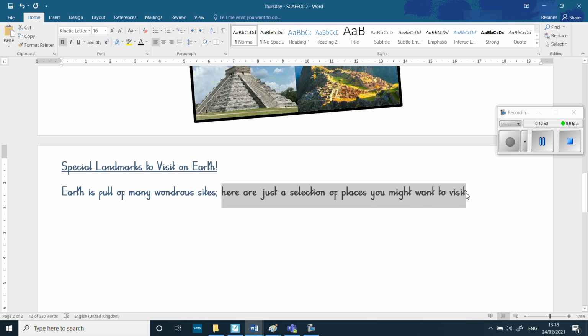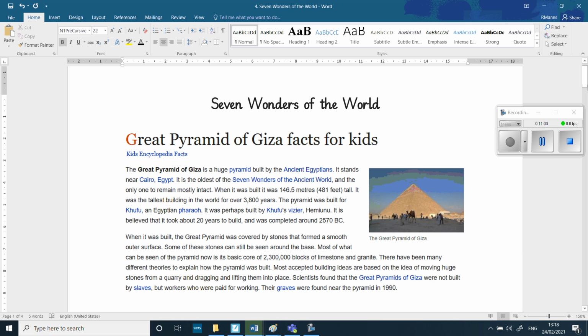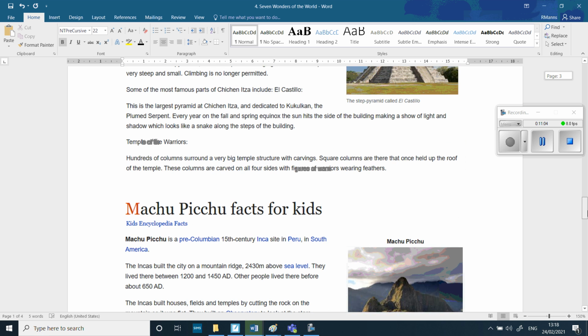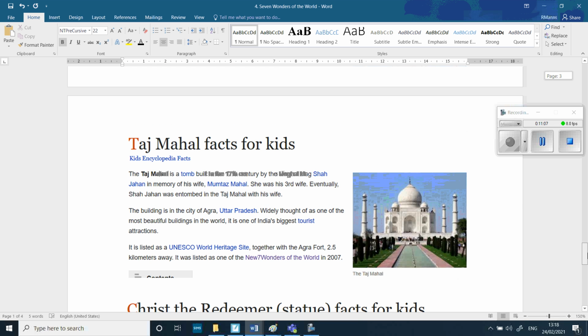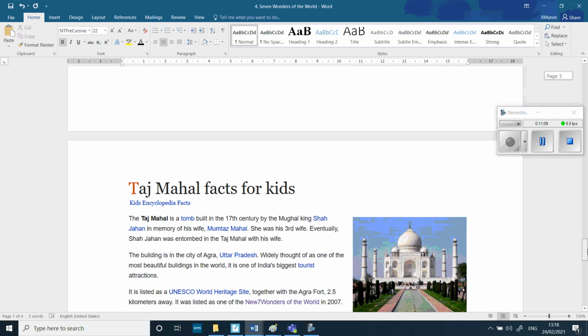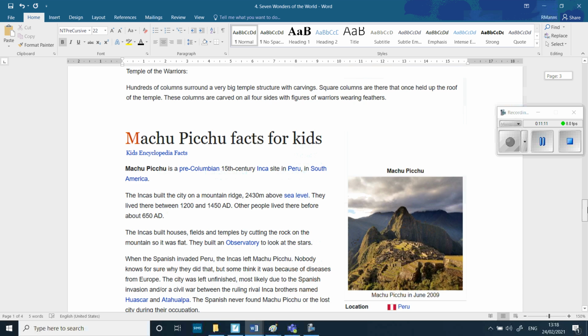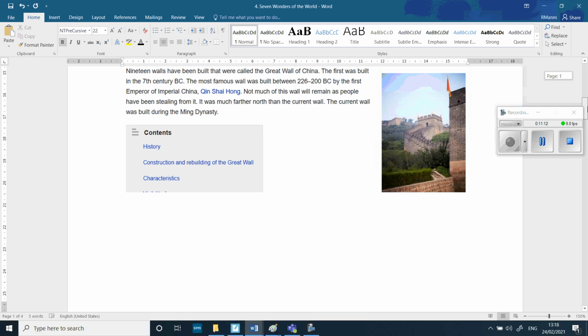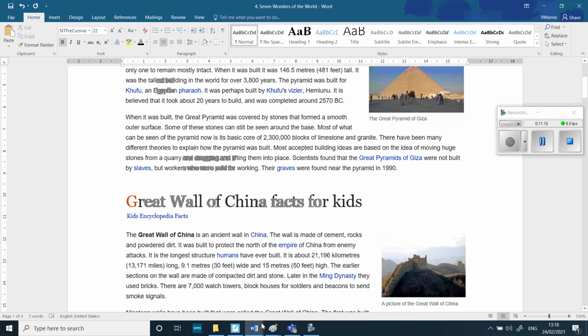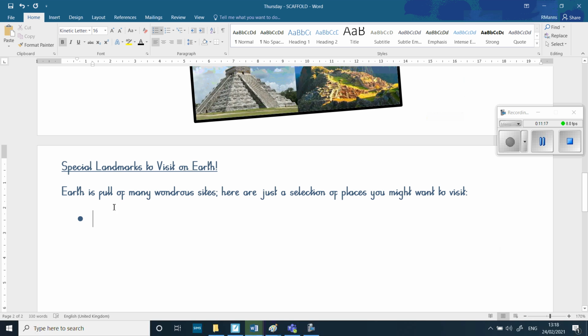Here are just a selection of places you might want to visit, and then that punctuation, talking about precise punctuation, the colon is going to introduce the list of things. And then what you do is put your bullet points in place. So I'm going to pick one of my 7 places off the note sheets, what I'm interested in. And remember, if you're working from home, I would go and get some extra information, use the internet on the search browser and find some more facts. If you type in Great Wall of China facts for kids, there's loads comes up, so you can get some more information if you want.